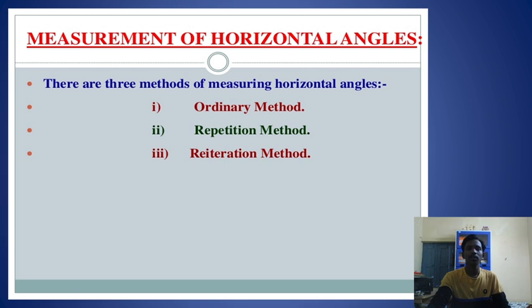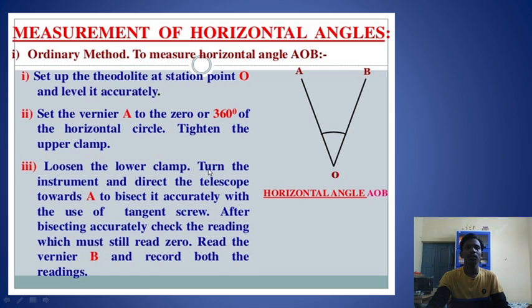So for the measurement of horizontal angles using a Theodolite there are three methods. The first one is the ordinary method, which is also called the direct method. The second one is the repetition method and the third one is the reiteration method. Now let's move to the first method: measurement of horizontal angles by the ordinary method or direct method.